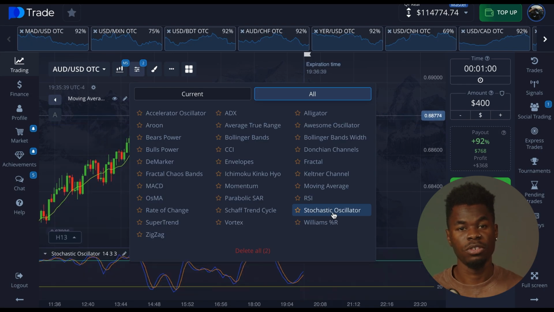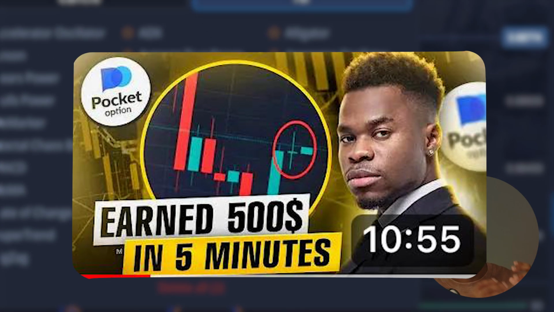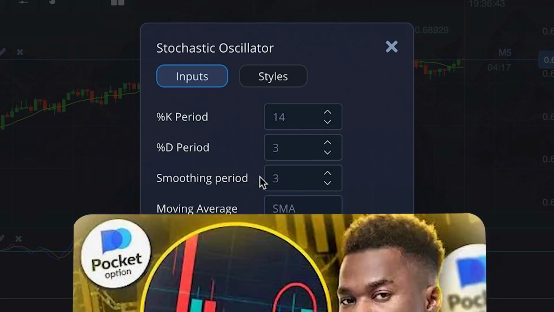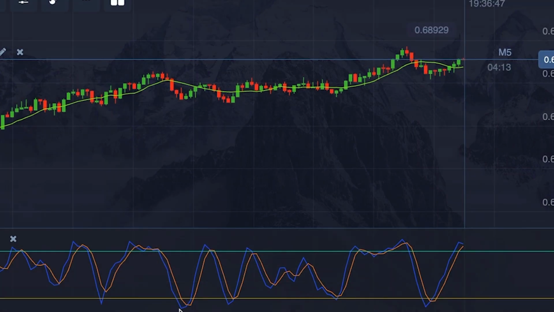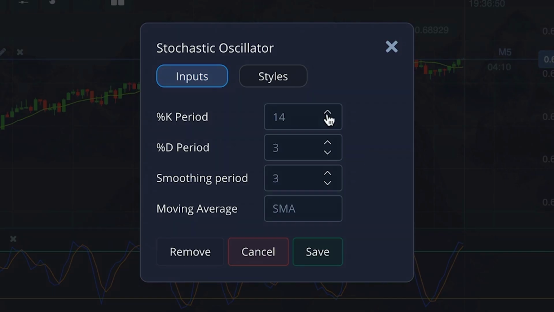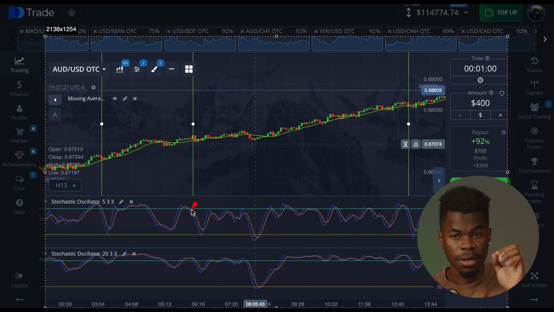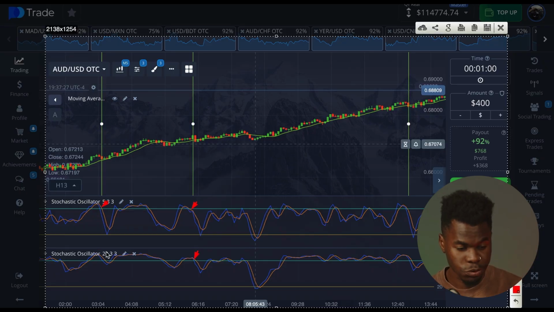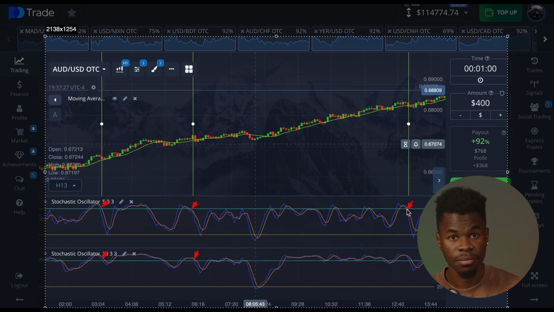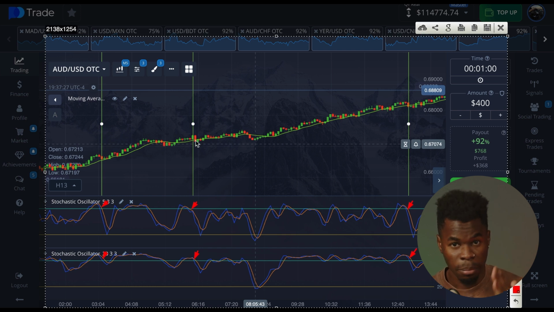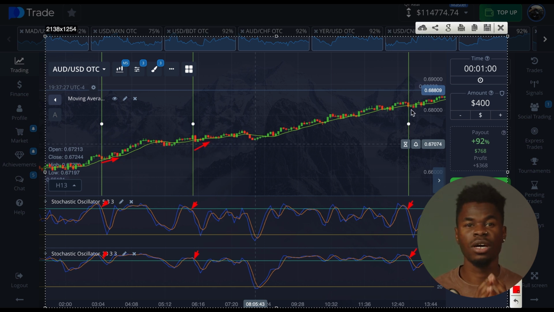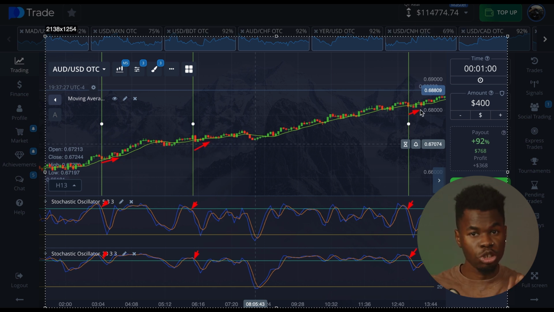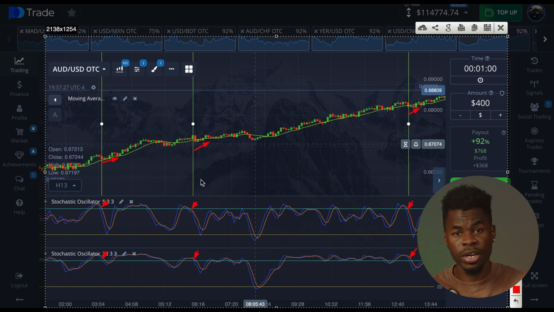Now let's open double stochastic. As I showed you in the first video, let's quickly set up the vertical lines marking entry points. We see a crossover at the bottom, a buy signal, but what happens? The price goes the other way. This is exactly why you can't rely solely on indicators. They must be paired with technical analysis. For instance, such strategies work best in a sideways market.